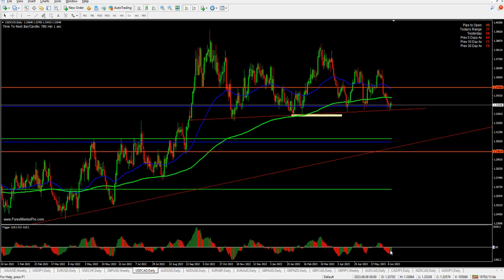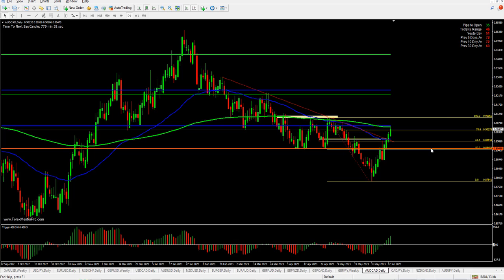And one of the last ones I wanted to show you was the Aussie CAD. Right, so this one here is kind of a perfect setup at the moment, but because of the news, I haven't taken it. So we have the 78.6 fib here, the 200 moving average, and then the weekly 55 over there. So a lot of stuff going on in here. It is in a downtrend as well. At the moment, it's broken this trend line, but technically it's in a downtrend because it's not above these highs here.